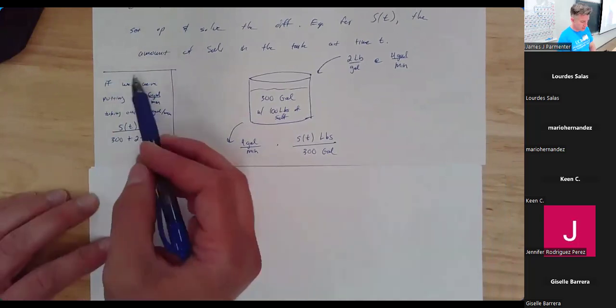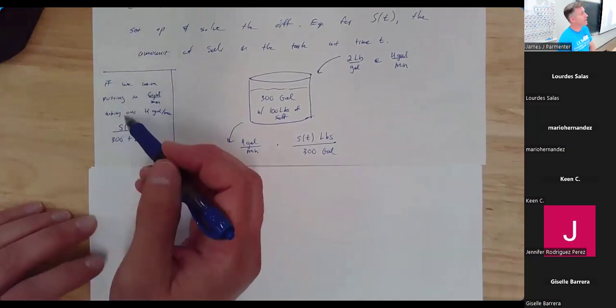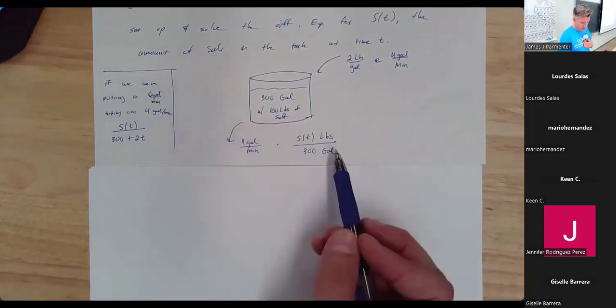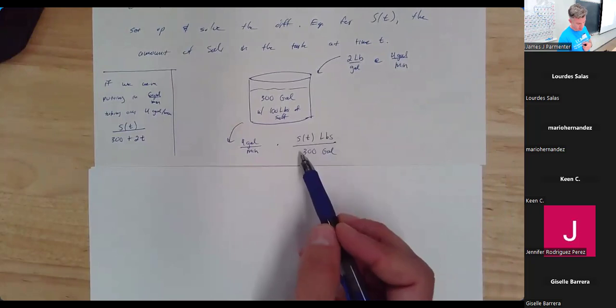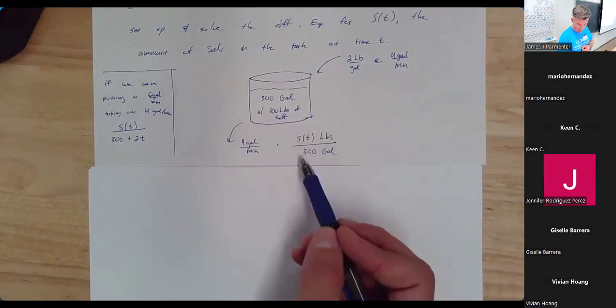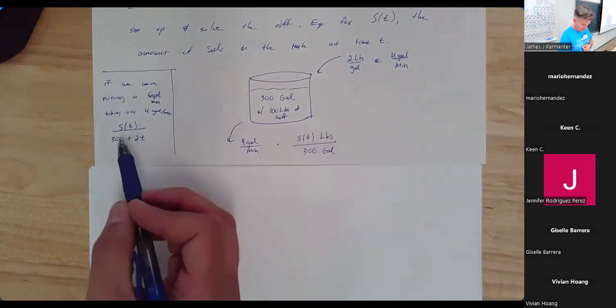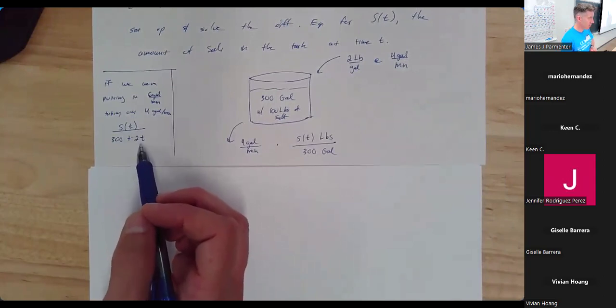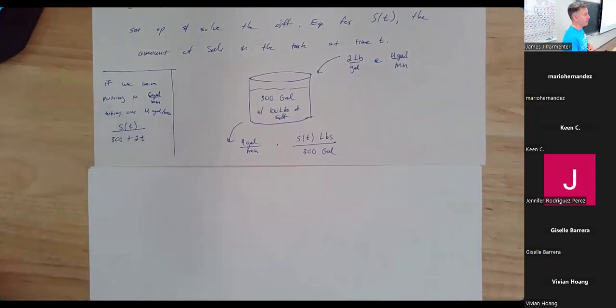Oh, right. So this is just kind of a different situation. I'm just saying, if we happen to be putting in 6 gallons per minute and taking out 4 gallons per minute, then specifically the concentration coming out of the tank, instead of being S of T pounds of salt divided by 300 gallons of volume, it'd be S of T pounds of salt divided by 300 plus 2T gallons of volume, because every minute there would be 2 more gallons of volume in the tank because we're adding 6 and taking out only 4. But we're not really doing that. I was just kind of talking hypothetically.